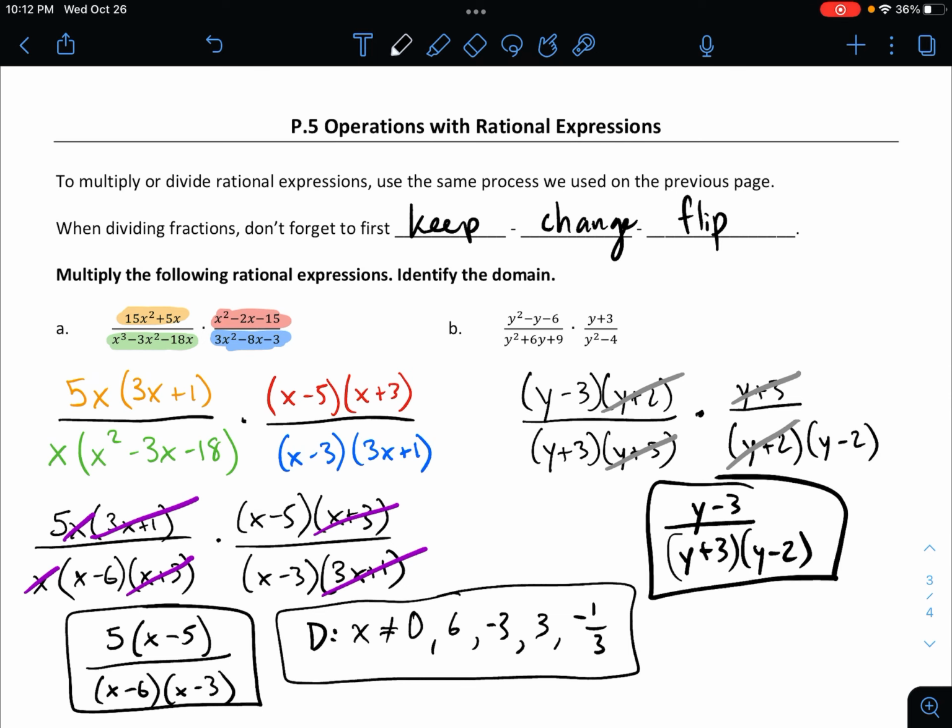And then I'm going to look for my excluded values. All right, so the domain, again, I have to look at this entire denominator before I cancel anything out, right? I'm pretending I'm not canceling anything. So I know that the domain x cannot equal negative 3, right? Because if I plug in a negative 3 here, that would be 0. It cannot equal negative 2, nor can it equal positive 2. All right, so that is going to be your domain.